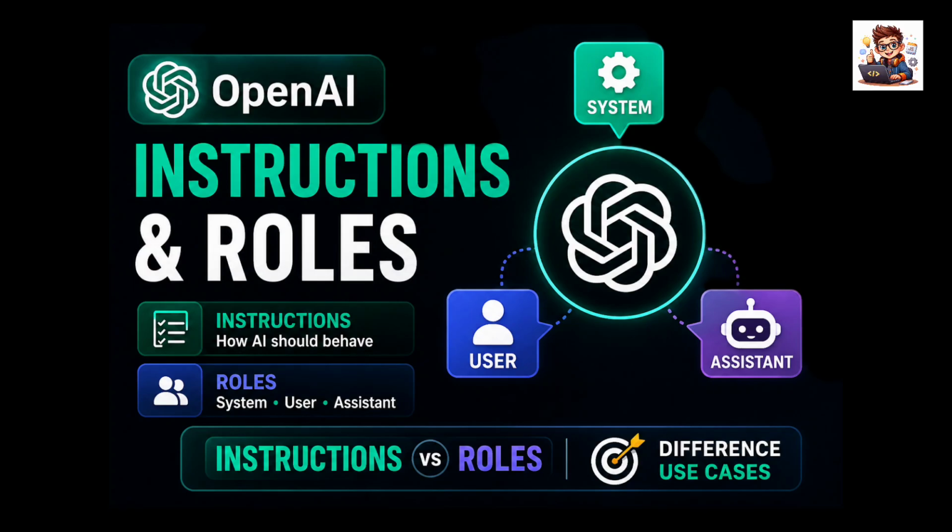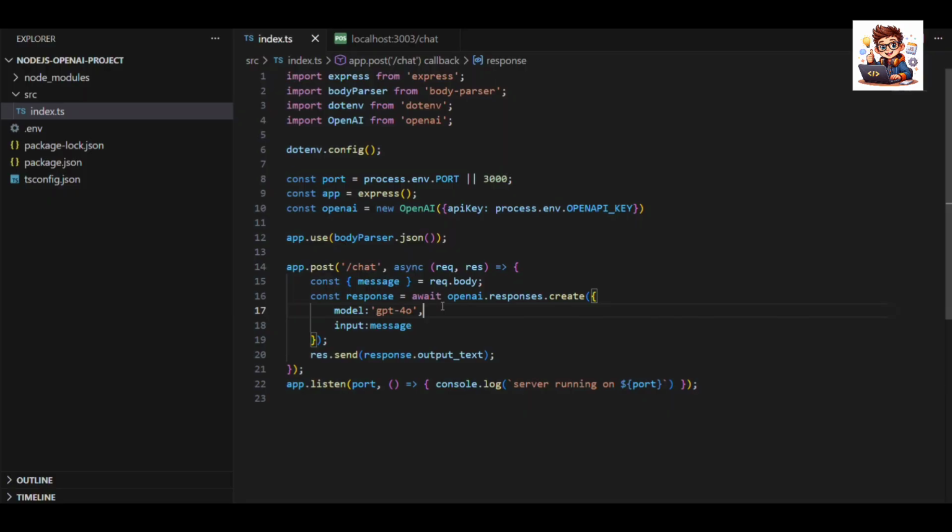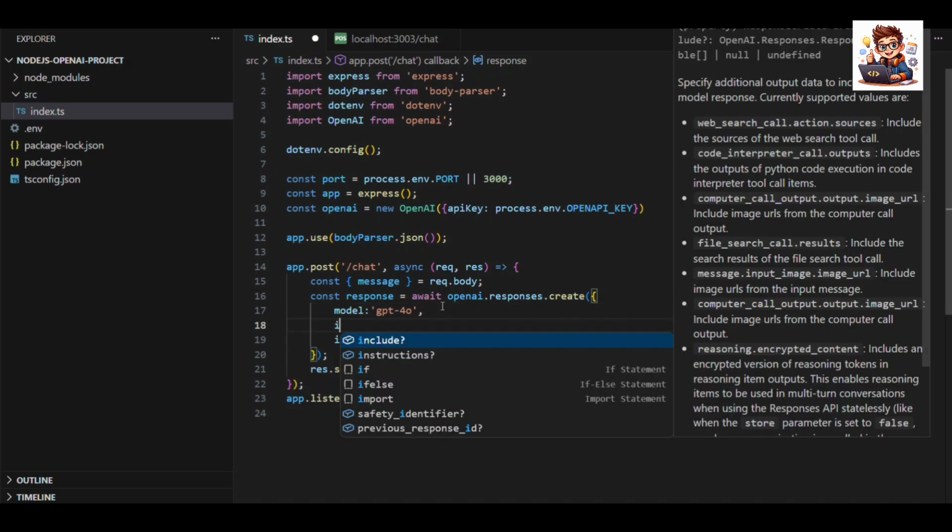In this video, we are going to understand how OpenAI works using instruction and roles. Before starting the demo, let's understand two things: input and instruction. Input is what we ask AI, similar to the user role, whereas instruction defines how the AI should behave, similar to the system role. So input controls what to answer and instruction controls how to answer. Now, let's see this in action.